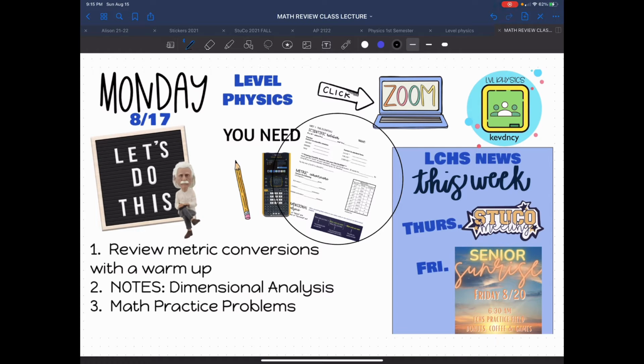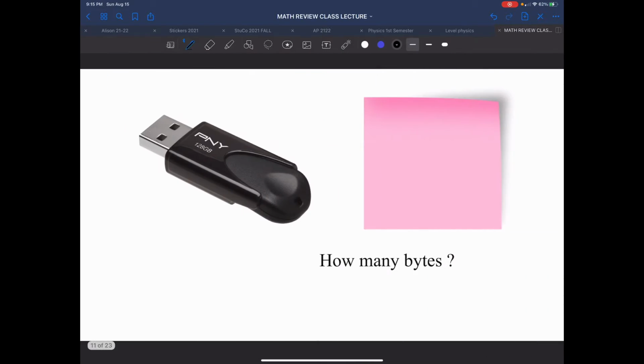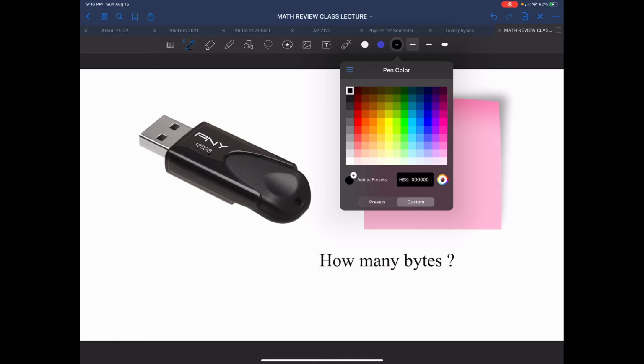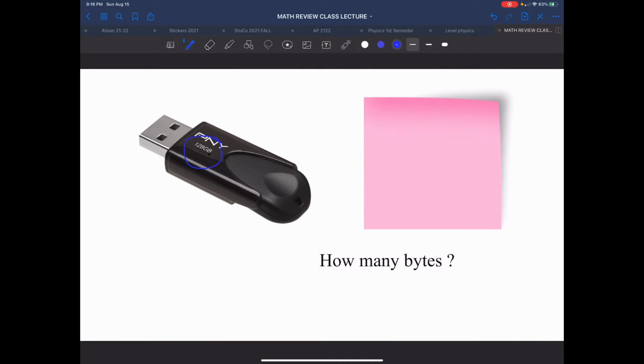All right, we are going to do a little warm up. This isn't on your paper. So let's see. A common thing that you see for converting is bytes. And we also have terabytes, which isn't even on your list. But if we have a 128 gigabyte hard drive here, a little flash drive, how are we going to figure out how many bytes that is?